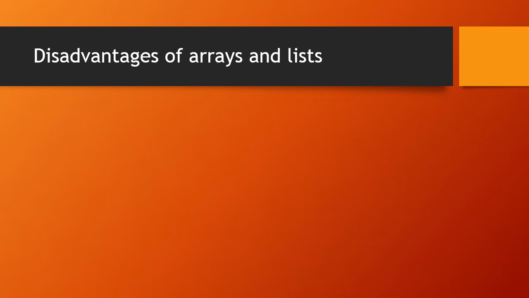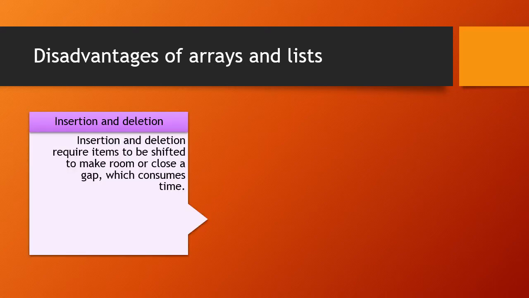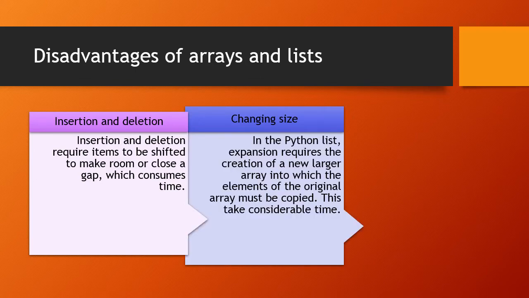But there are disadvantages of arrays and lists. Insertion and deletion. Insertion and deletion require items to be shifted to make room or close a gap, which consumes time. Changing size. In the Python list, expansion requires the creation of a new, larger array into which the elements of the original array must be copied. This takes considerable time.